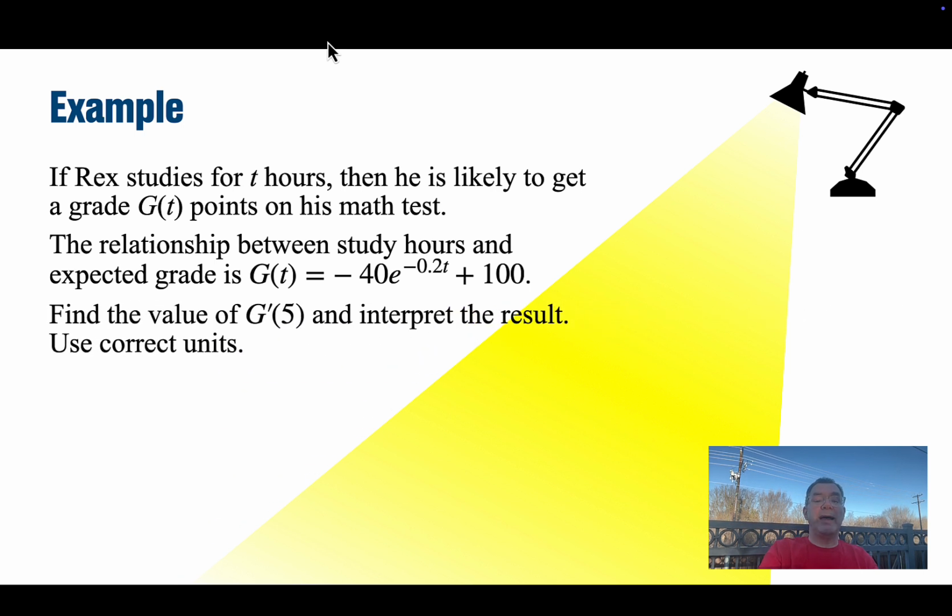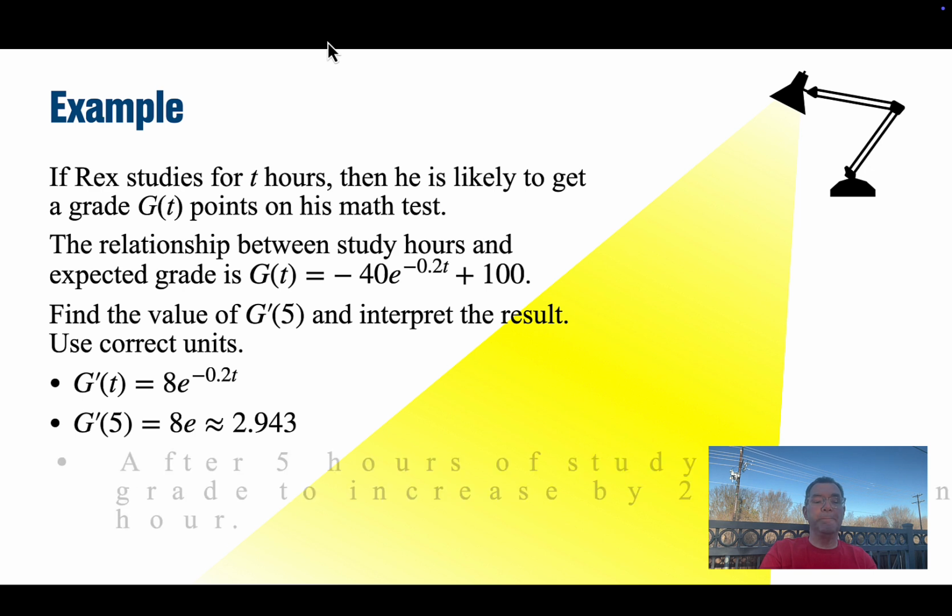So we're going to find the value of G prime of 5, and we're going to interpret the result, and we have to use correct units to do that. So if I take the derivative of G, I get 8 times e to the negative 0.2T. Then when I plug in 5 into that, I get a value of 8e, which really doesn't mean anything in the real world, so I'm going to approximate that with a decimal of 2.943.